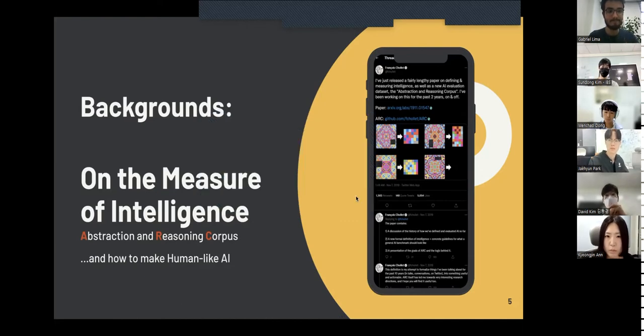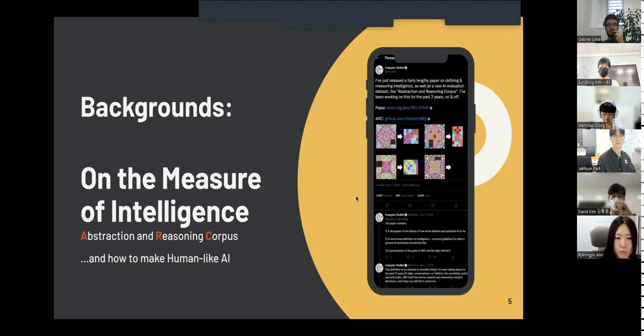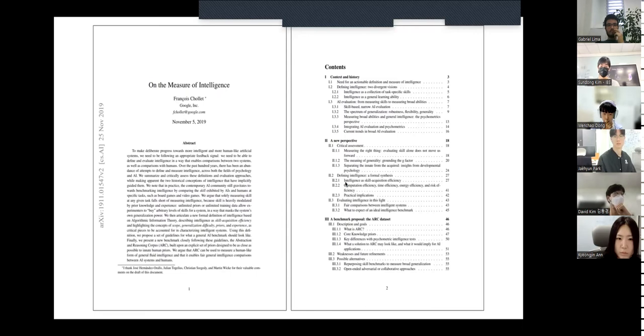Okay, so the ARC challenge originated from a paper called On the Measure of Intelligence, written by an AI researcher by the name of Francois Chollet. And it was released in around late 2019. And basically, he starts off by talking about a couple things, and we're going to just go through the main points that he brings up.